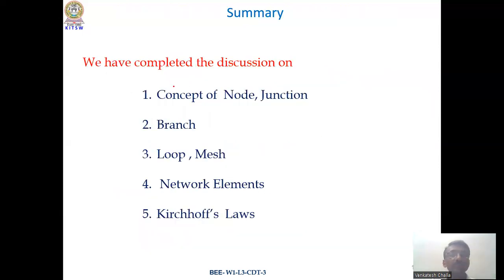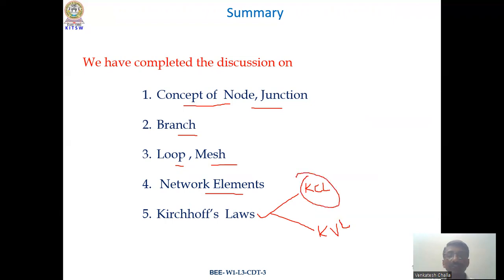So, dear students, today we have discussed the concept of what is a node, what is a junction, what is a branch, then loop, mesh, and different network elements. Then we have seen the important topic, Kirchhoff's laws, where there are two laws. One is called Kirchhoff's current law, shortly called KCL, and another one is Kirchhoff voltage law. Kirchhoff current law is applied at a junction. Let us say I have a resistor, one more resistor here, another resistor here. So at this junction, the current that is available is found using the Kirchhoff current law.